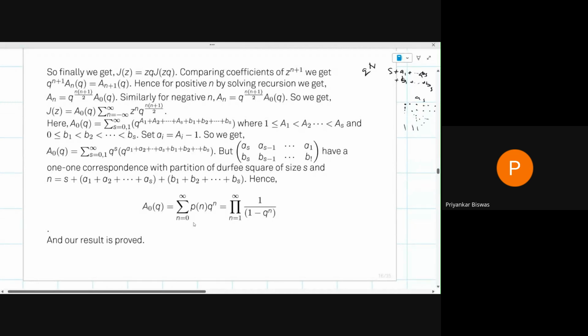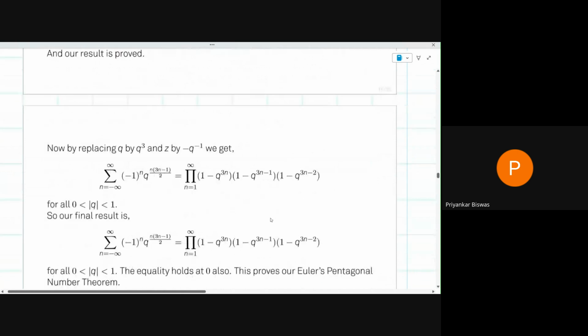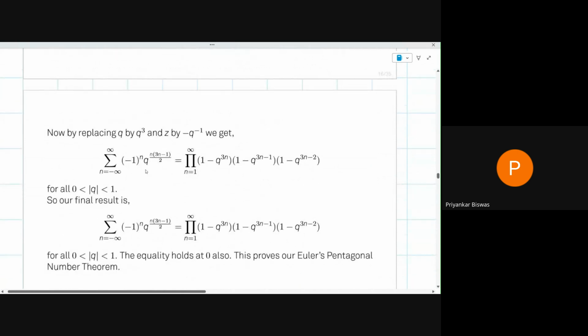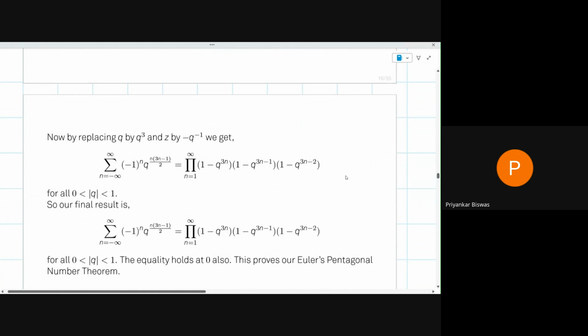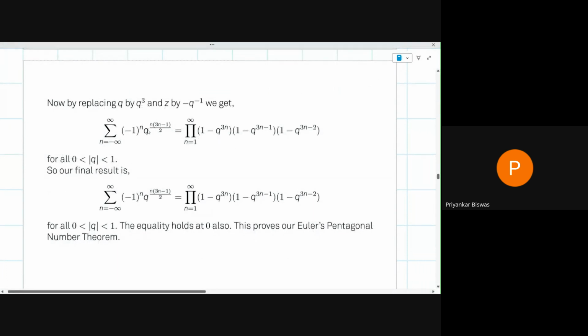So we'll get a0q to be the product over n equals 1 to infinity of 1 by 1 minus q power n, and now we have proved our result. And if we put q cubed in place of q and minus q inverse in place of z, you will get the product over n equals 1 to infinity of 1 minus q to the power 3n, 1 minus q to the power 3n minus 1, 1 minus q to the power 3n minus 2, and on this side you will get the sum of minus 1 to the power n, q to the power n(3n minus 1) by 2. So now this is what we wanted to show for Euler's pentagonal number theorem.